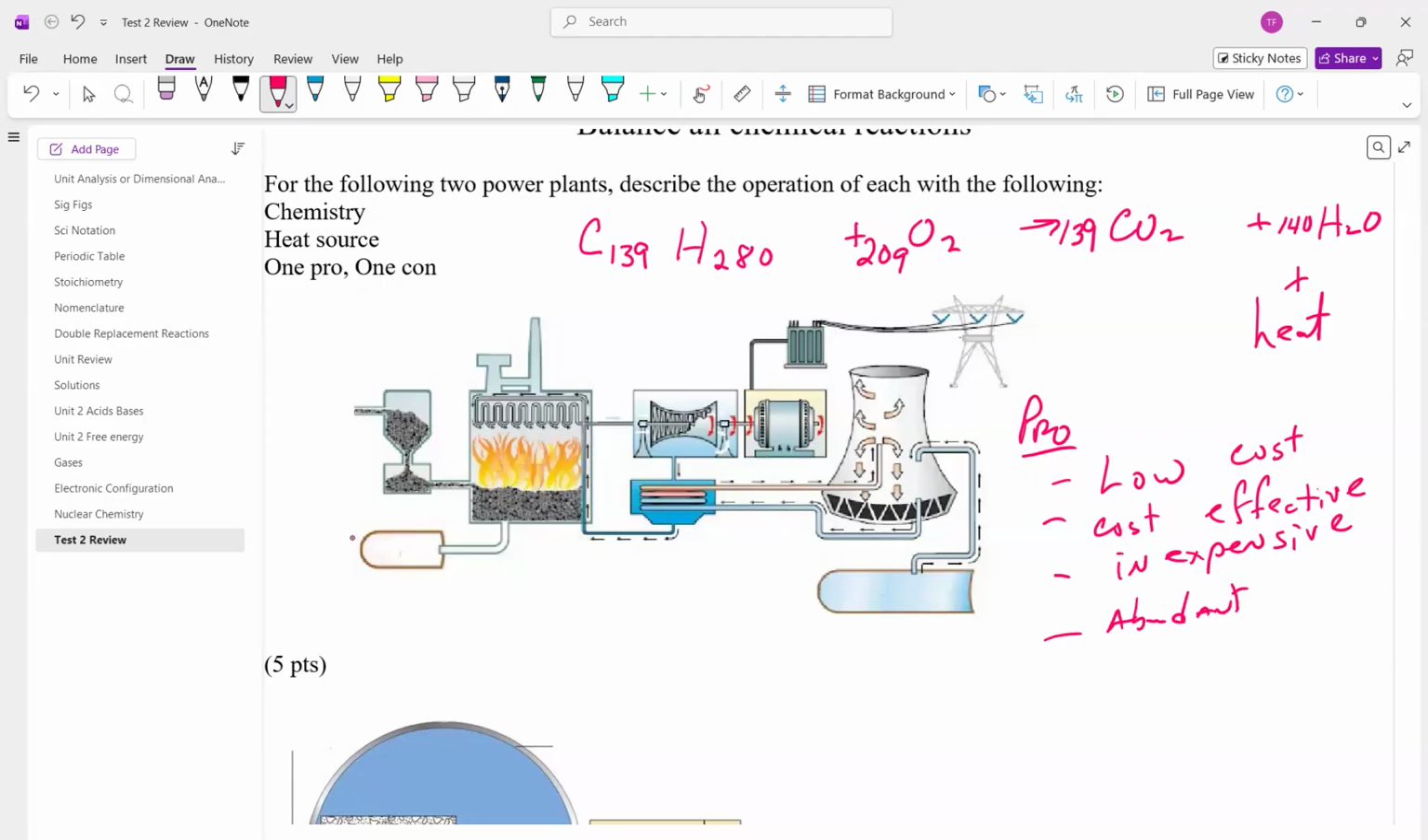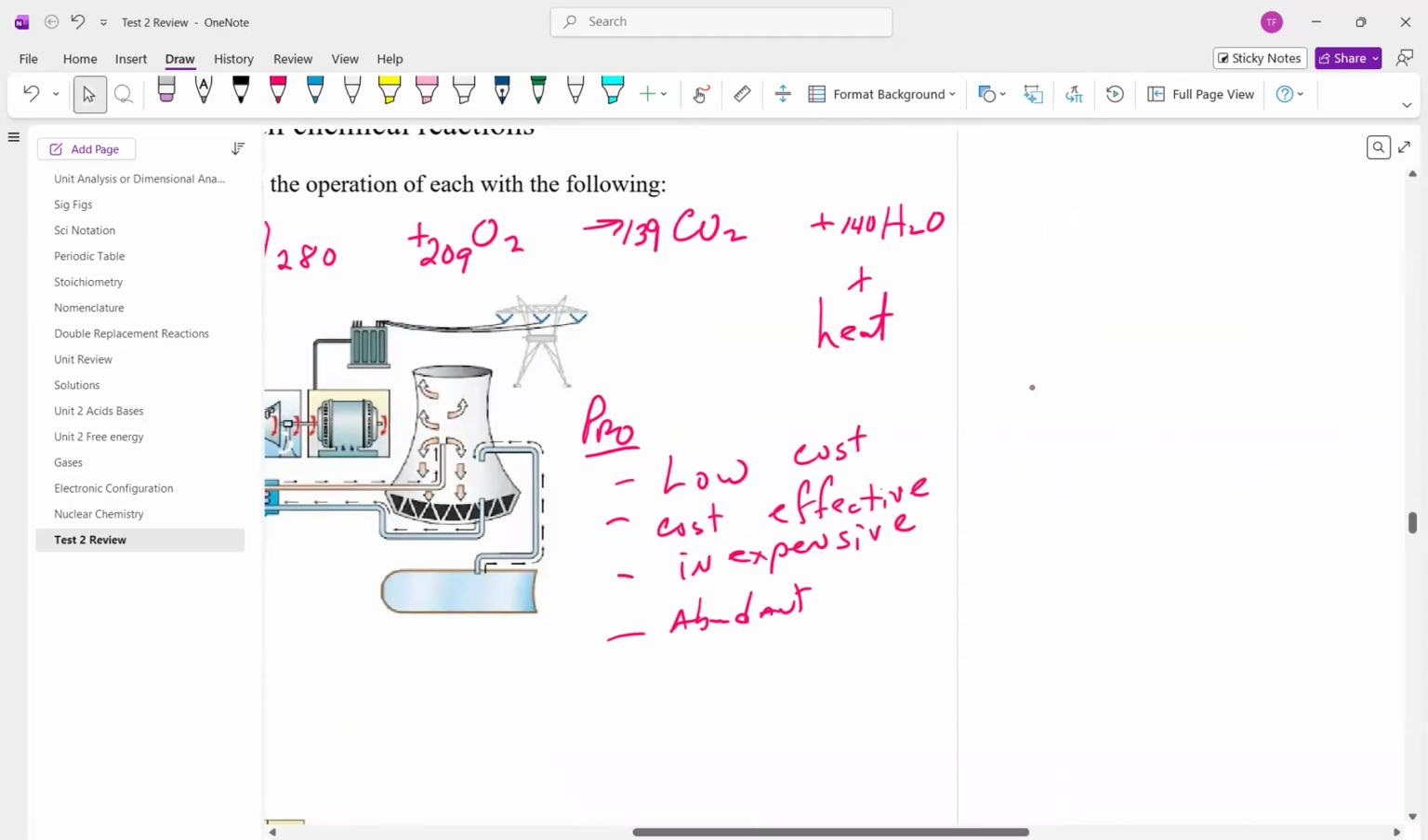Okay, what would be a con? Pollution. But they have a pond for the ash.